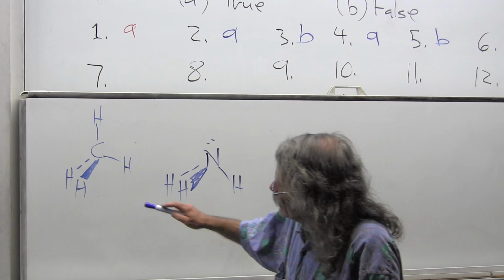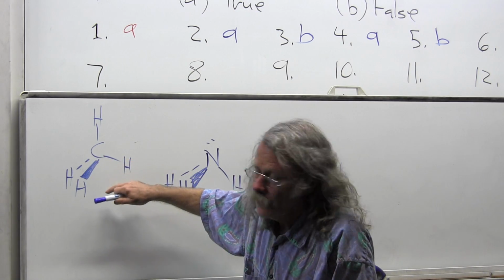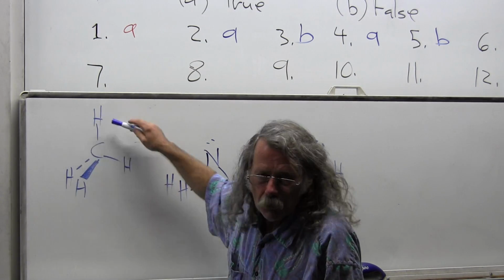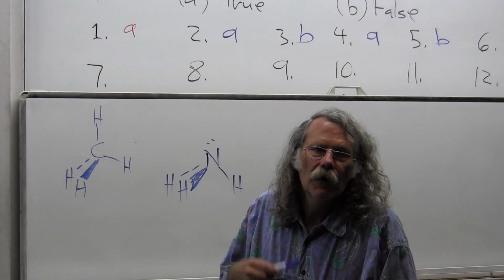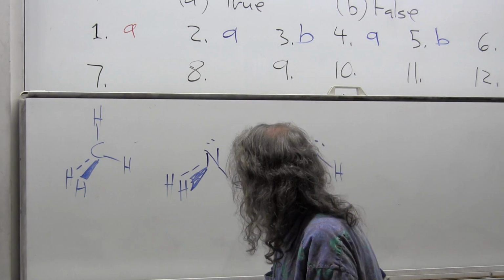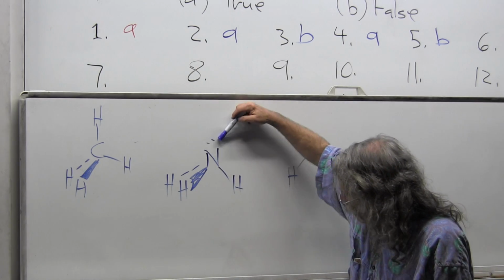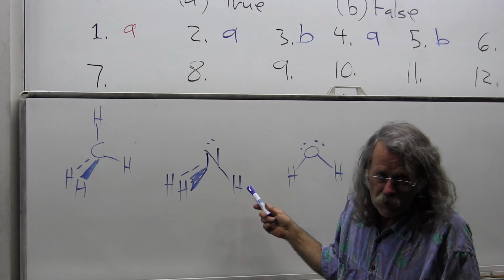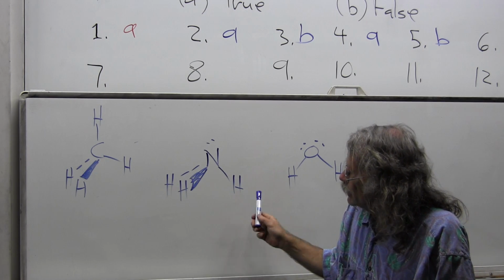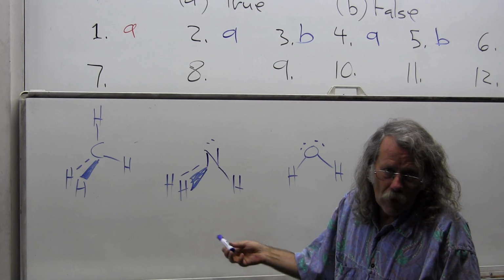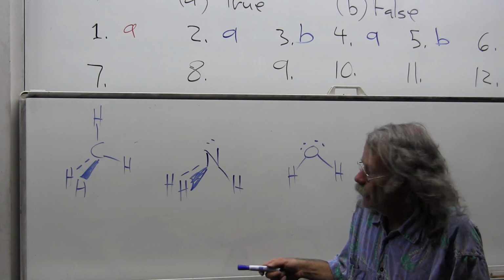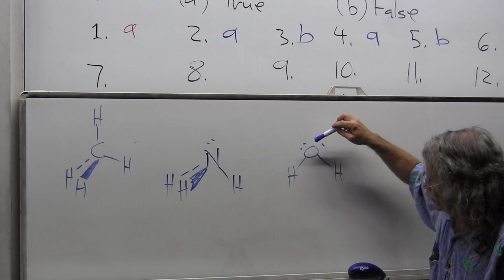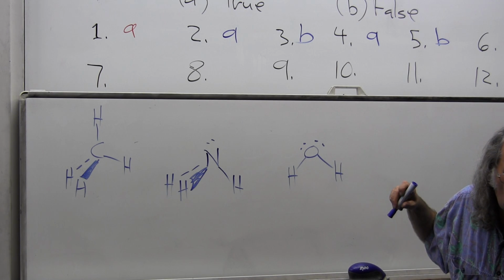But in the case of methane, there are no lone pairs on the central atom, so all of these tetrahedral sites are occupied by atoms. So I have a tetrahedral electron-pair geometry and a tetrahedral molecular geometry. Whereas with ammonia, I've got a lone pair of electrons occupying one of the tetrahedral sites. So the molecular geometry is the geometry of the remaining atoms, and this is trigonal pyramidal, not tetrahedral. And with water, I've got 2 lone pairs occupying tetrahedral sites.